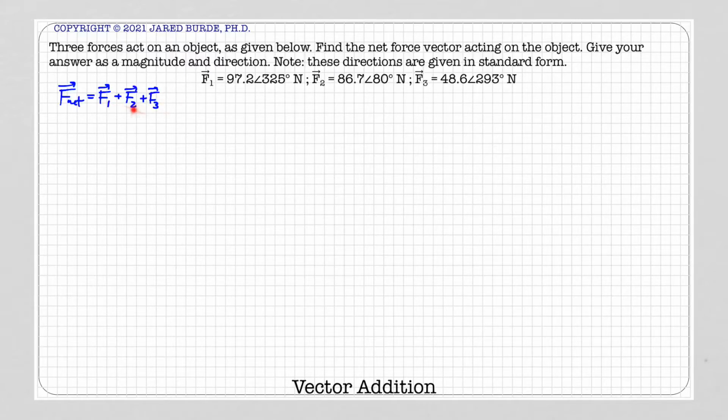If we're trying to add vectors like this, what we'll do is add them by components. So what we want to do is to draw each one of these vectors separately, find its components, and then we'll be able to combine those to find the overall vector. So we'll start with the first force here.